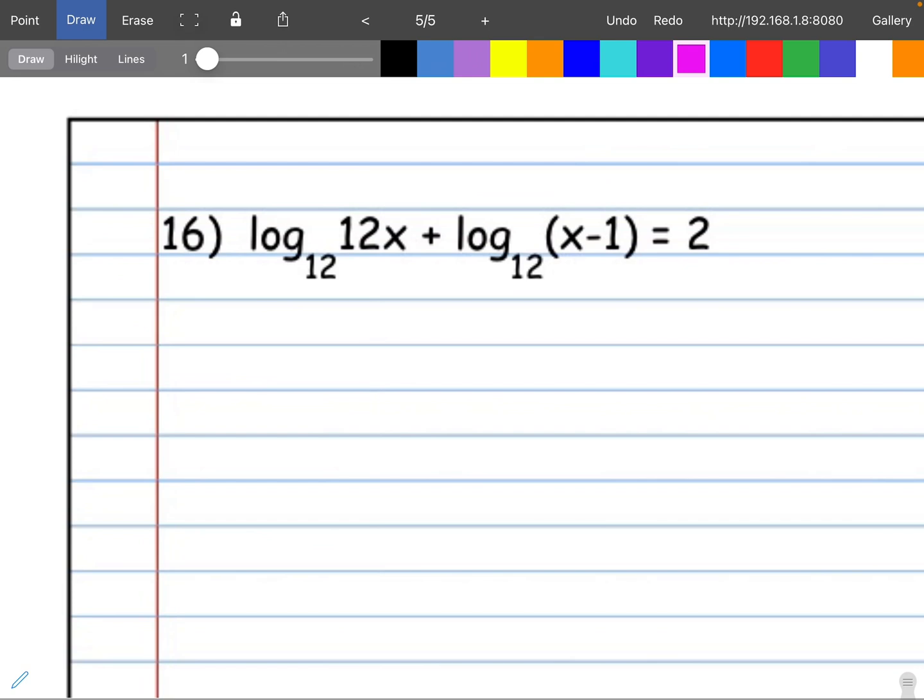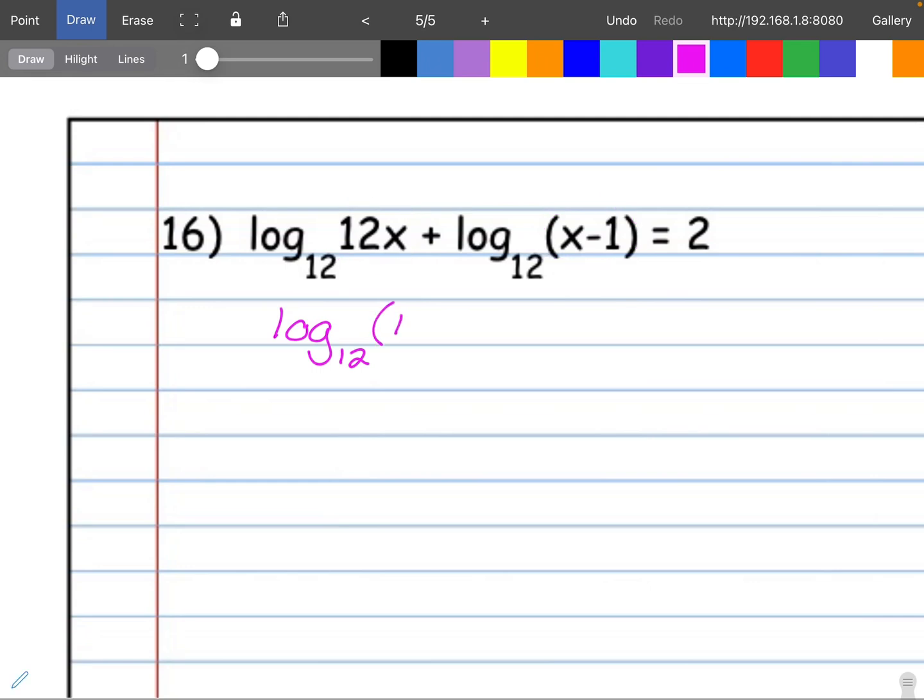So what we have to do, since we have two logs on one side, is condense them. And in order to be able to condense them, our bases must be the same, which they are. So we're going to condense those down to a single log base 12. And because we are adding the two logarithms together, that means I need to take the 12x and multiply it by the x minus 1.